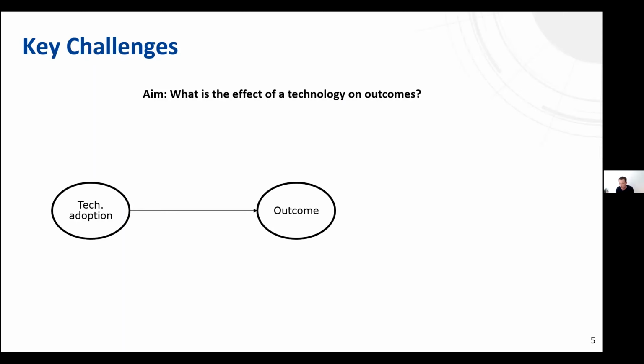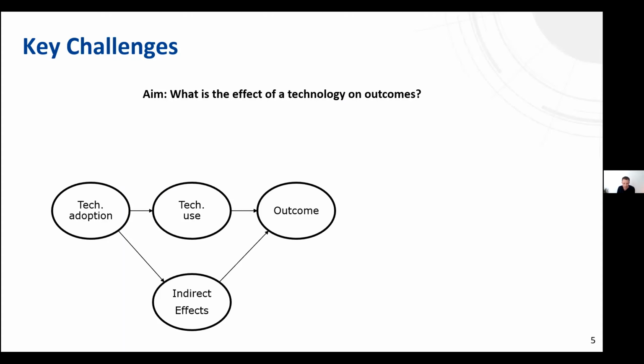And the question is basically a causal question that we want to answer, and I've adopted here, similar to these structural equation models, a similar notation. So what we really want to determine is the effect of tech adoption on outcomes. I've already mentioned that this is a bit more complicated because it also depends on the tech use, which is in between, and it also depends on the indirect effects that we need to take into account.